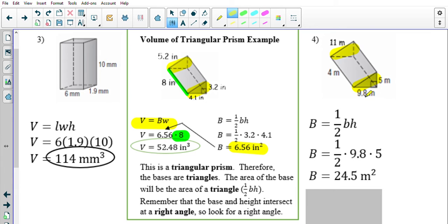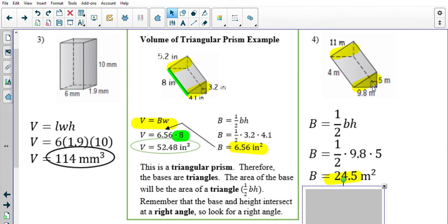So those will be 9.8 and 5. So we'll do half times 9.8 times 5 to get an area of the base of 24.5 meters squared. Notice since it's an area, I'm using meters squared. For my final solution for volume, I will use meters cubed.